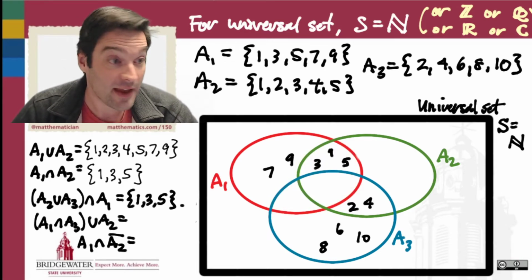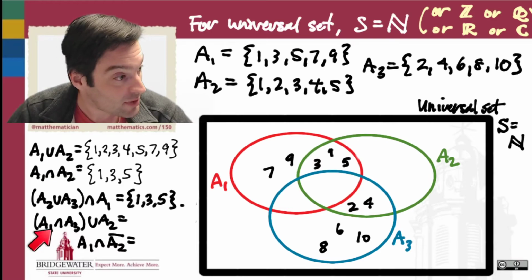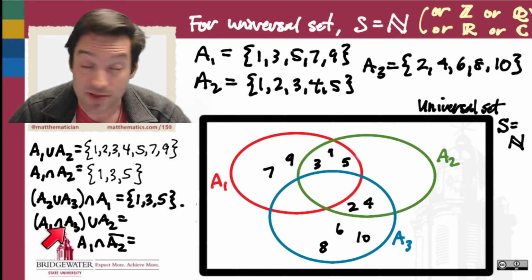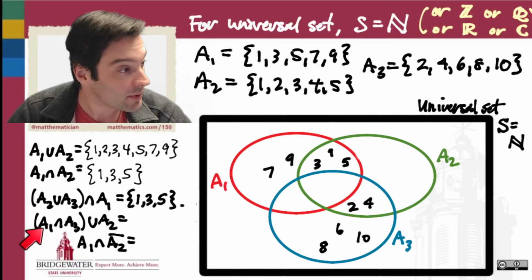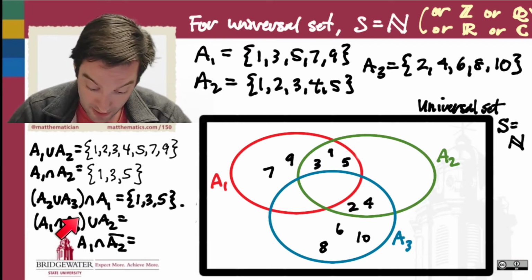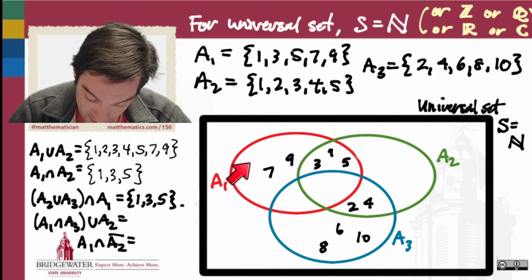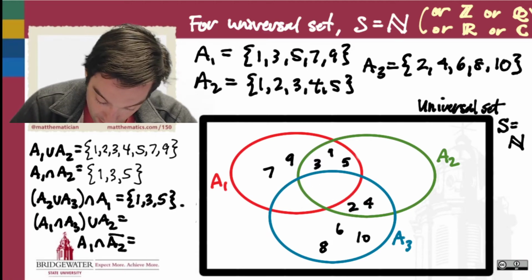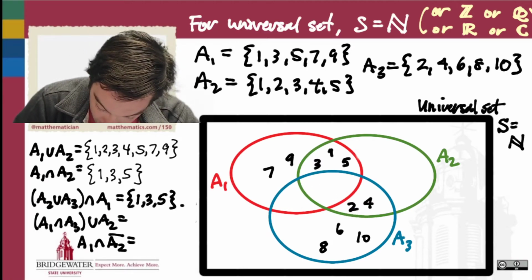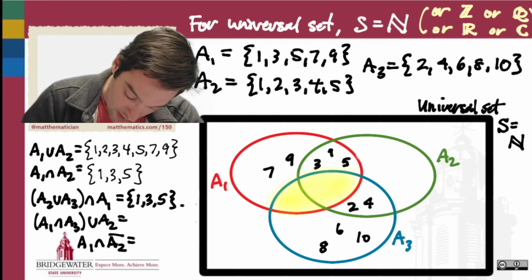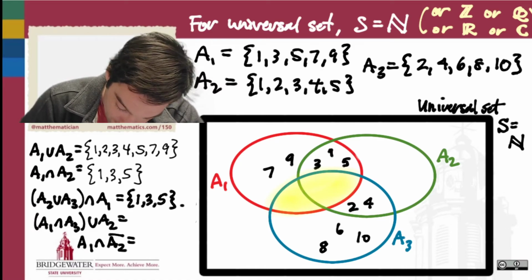The next example is not that different. Inside the parentheses, though, this time we're starting with an intersection instead of starting with a union. So we're going to start by taking the intersection of A1 with A3. So we're going to be looking for the place where the red circle and the blue circle overlap one another. And that is another football-shaped region here in the middle. What is a roster for that set?